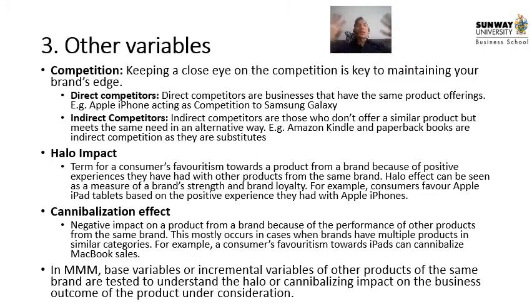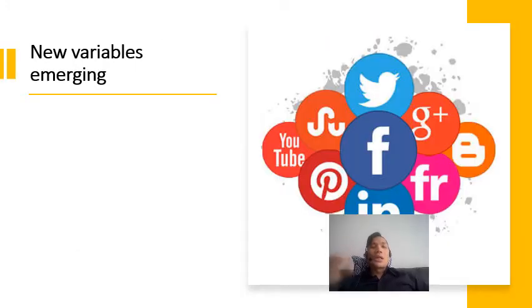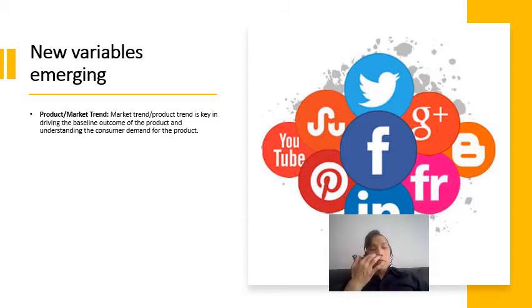So this is what we mean by some of the variables that are important for us to put in our marketing mix modeling. So in marketing mix modeling, base variables and incremental variables of other products of the same brand are then tested to understand the halo and cannibalizing impact on the business outcome and the product under consideration. You also have to think about the new emerging variables now because of the digital age. These are basically product trends or market trends, because people's tastes and variations change over time, and the demand for consumer products also changes. So you must make sure that you take this into account as well.